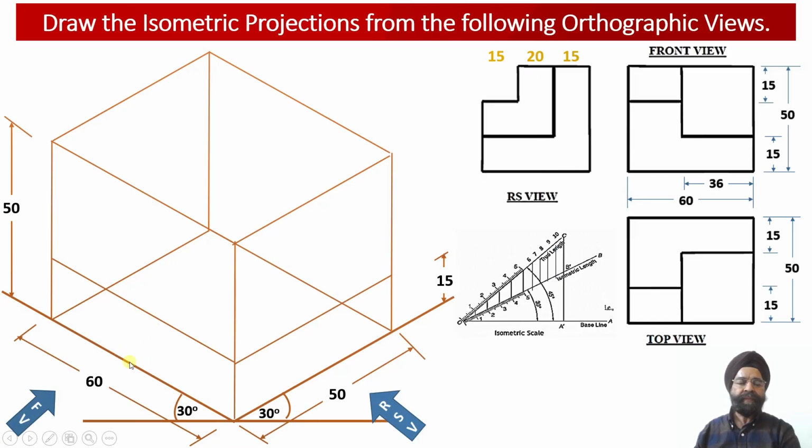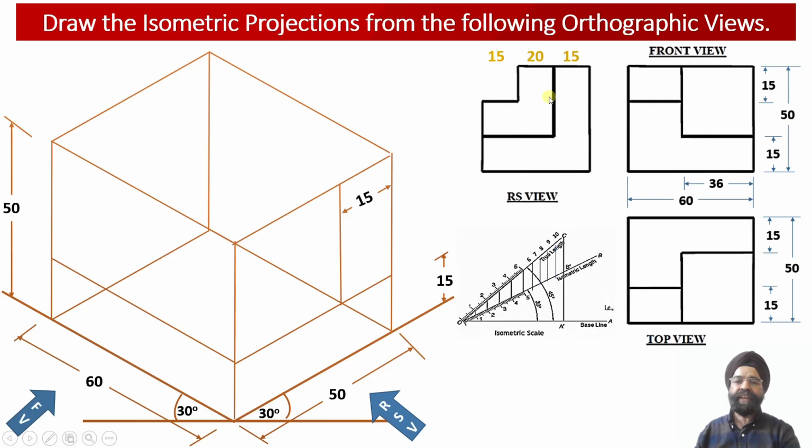Now we can see, as we look at the object from the front, this portion of the web will be visible to us from the front side. Up to what length will this web continue? This web will continue up to a distance of 36 millimeter from the right hand side corner. That is, from this point, if we move along this dimension, alongside the x-axis, this web will be available up to a distance of 36 millimeter over here.